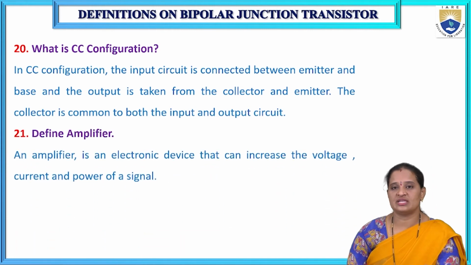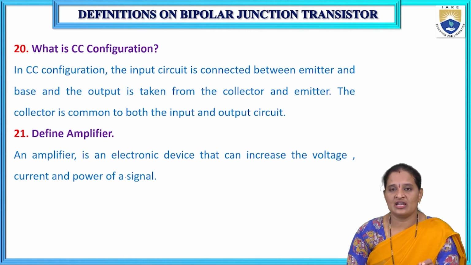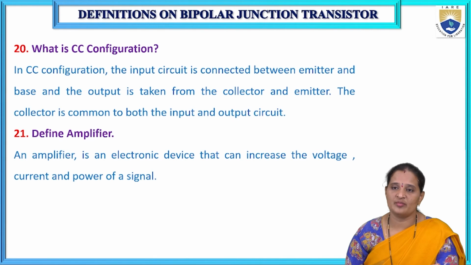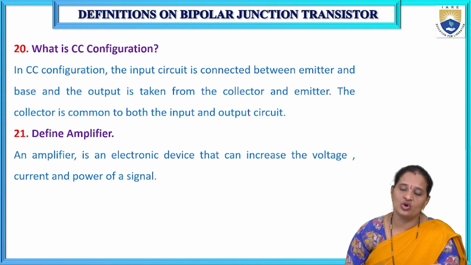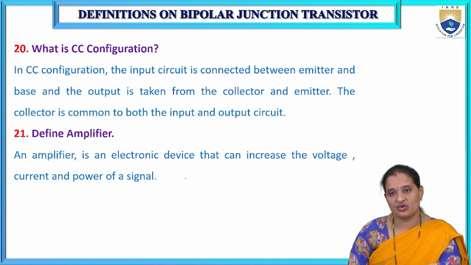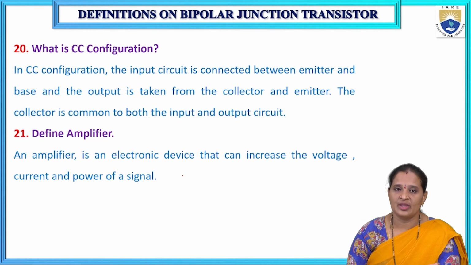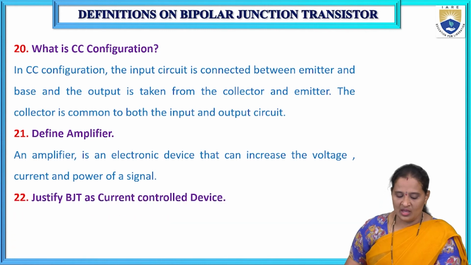Define amplifier. What is an amplifier? So amplifier is an electronic circuit or else device that can increase the voltage or current or power of a signal, which can increase the strength of a signal. The strength of a signal may be measured either as voltage or current or power. So amplifier is an electronic device or circuit that can increase the strength of a weak signal. The strength can be either a voltage or current or a power.